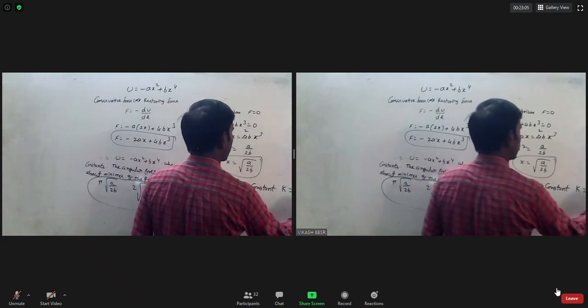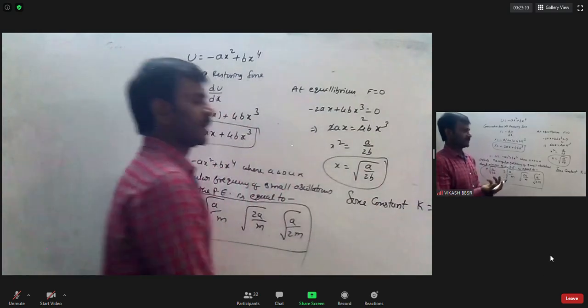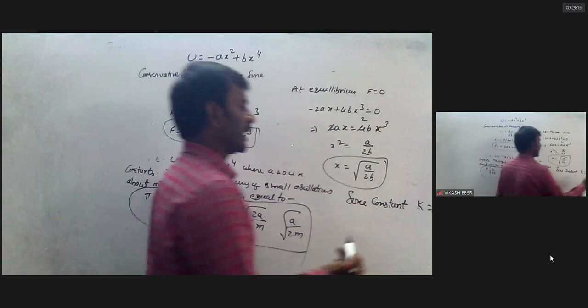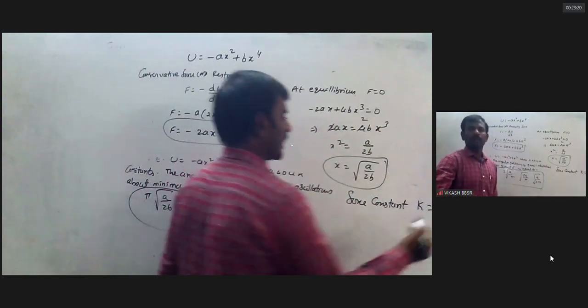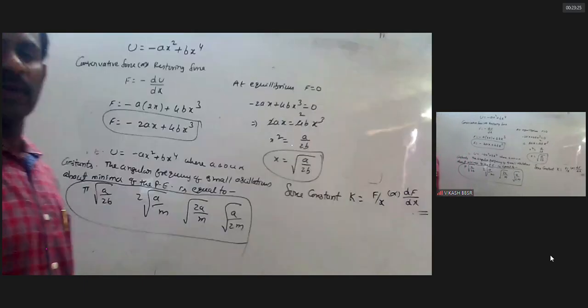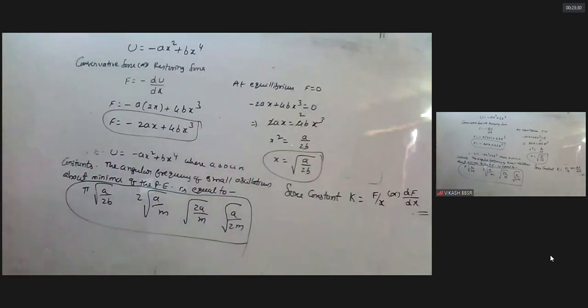F by x. K equal to how much? F by x. Sir, I can write like K equal to F by x or df by dx. Now you find the value of K.